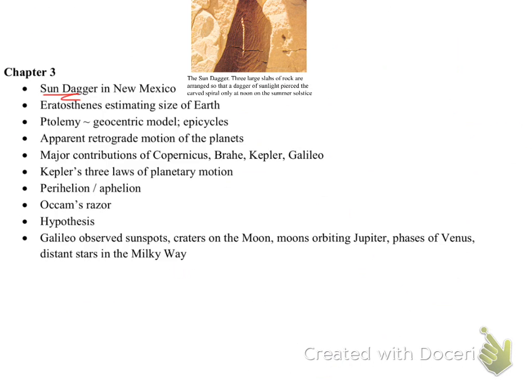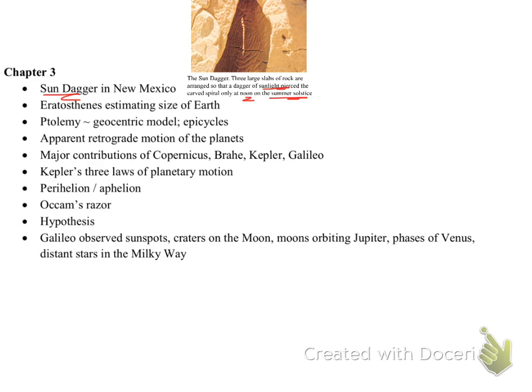On to chapter 3. And somewhat obscure, I will grant you, is this photo from your textbook relating a sun dagger. So the sun dagger actually, and there are many man-made and natural sort of cool things like this, on the summer solstice will have the shaft of light pierce the center of the dagger, or the shaft of light acts like a dagger, and it will go through the center of the kind of concentric circles.